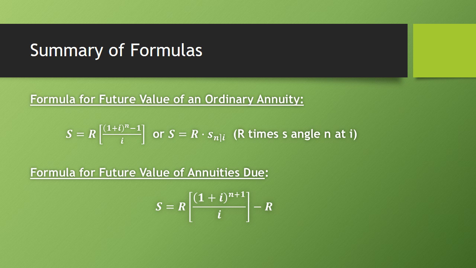And this is just a summary of our formulas. We had two. We had the formula for the future value of an ordinary annuity, and we also had the formula for the future value of an annuity due.